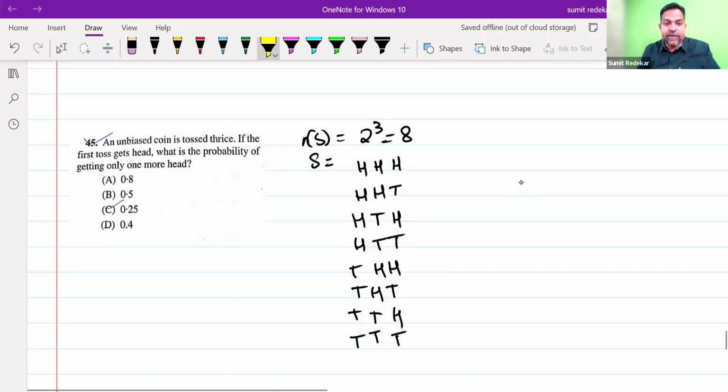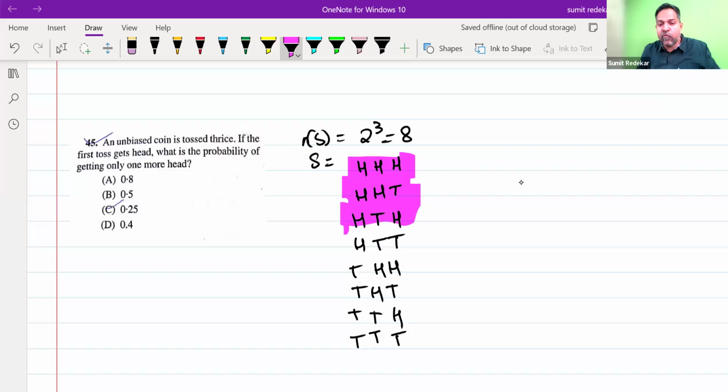Conditional probability. The first toss has to get a head. Well, if the first toss has to get a head, I can't look everywhere. I can only look in these 4 outcomes, because these 4 outcomes have the first toss as head. Then my sample space does not have 8. My sample space only has 4 values. Why? Because the first toss gets a head. I don't want the ones where the first toss is not a head.